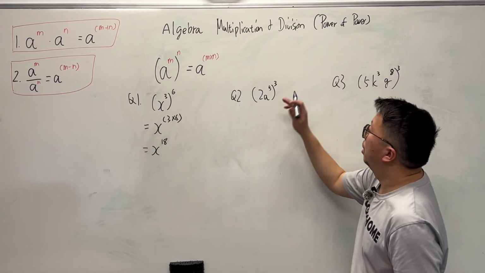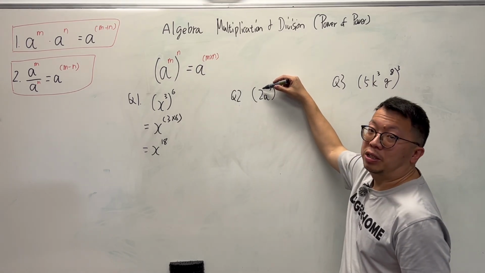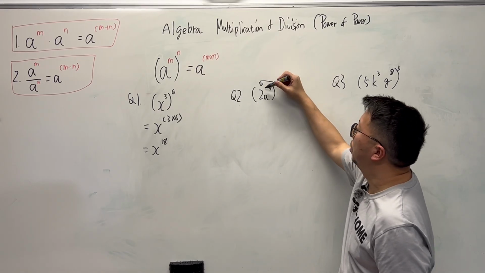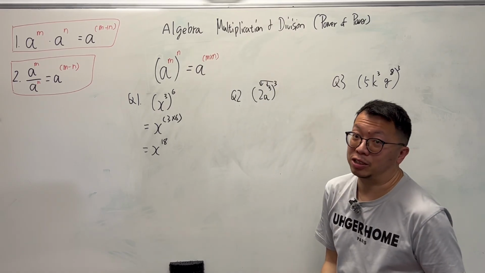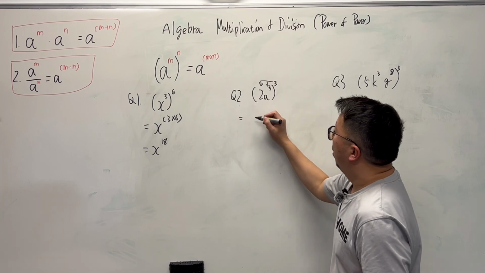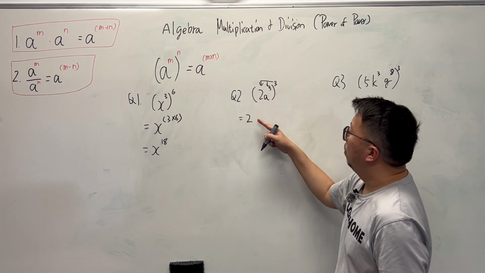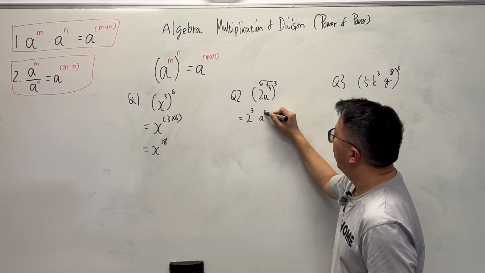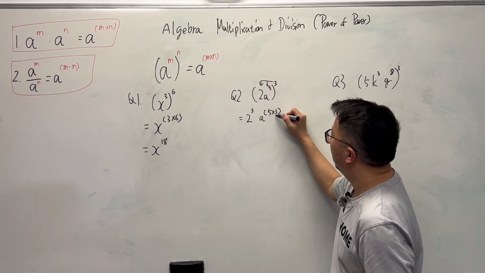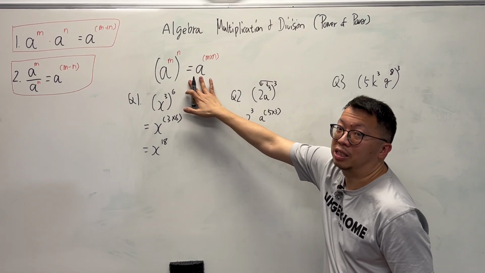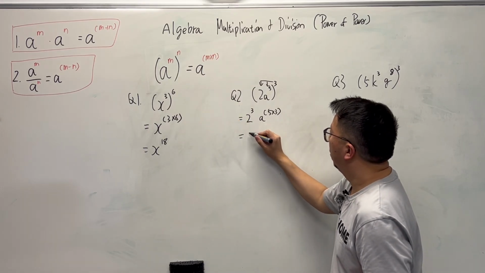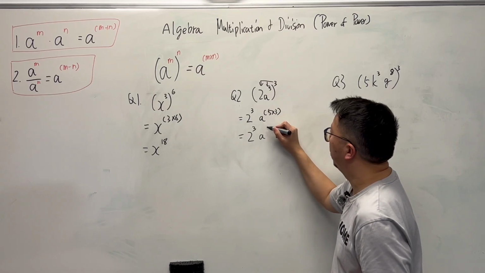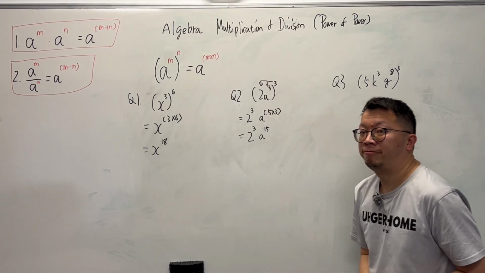Question 2. We have coefficients in front. So the power applies to the number and also the index term. For the number term, we have 2 power of 3 and then times a power of 5 times 3. Apply this rule for the index term. So 2 power 3, a power of 5 times 3 is 15.